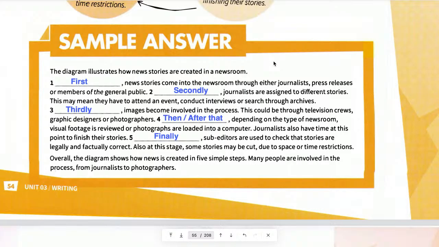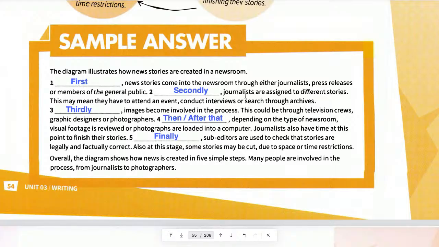Okay, now number one, what's that? First. Number two? Secondly. Yeah, secondly. Why do they do this? So he can guess without reading. You have to read first before you choose. Easy. Number three. Thirdly.